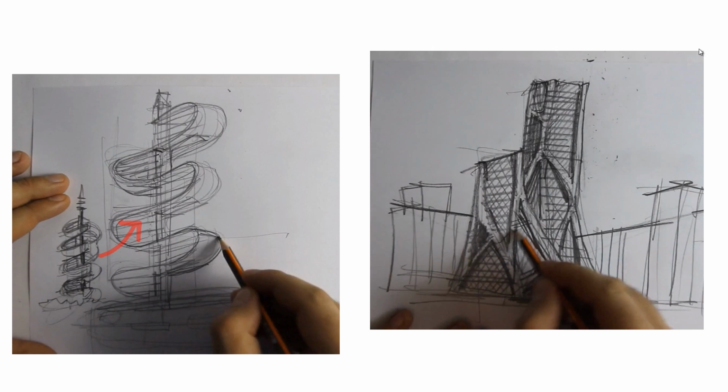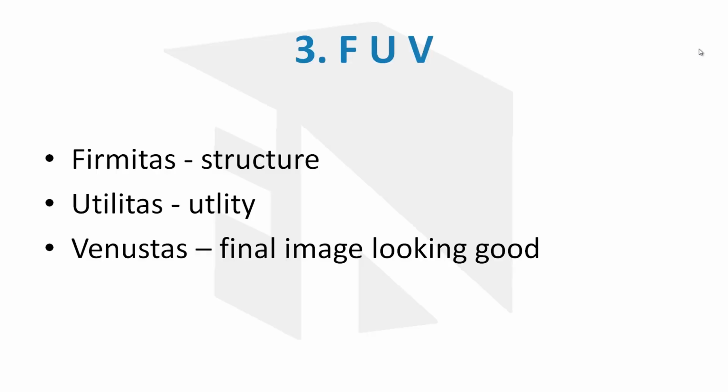The other thing, the most important thing to not make these buildings look weird, is the classical firmitas, utilitas, and venustas. These are Vitruvius's principles, but they apply to buildings, and they double apply to organic architecture. And you'll see why in this very moment.